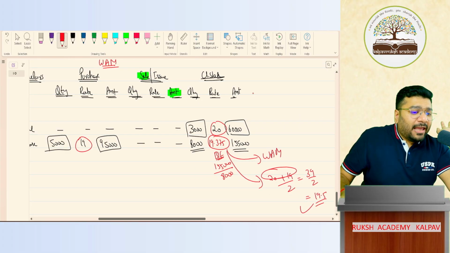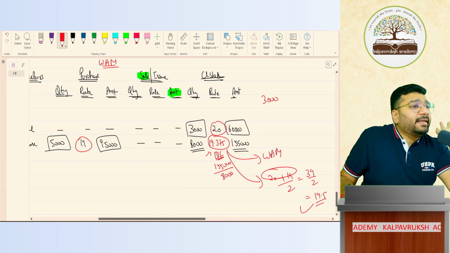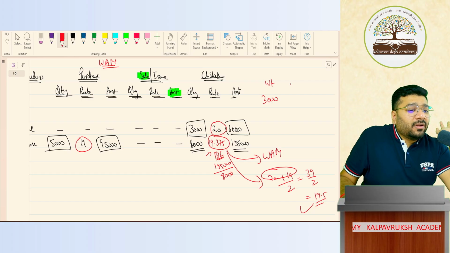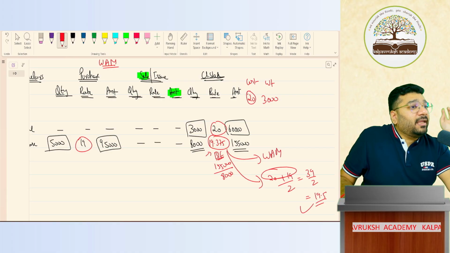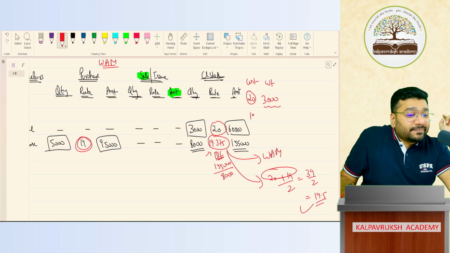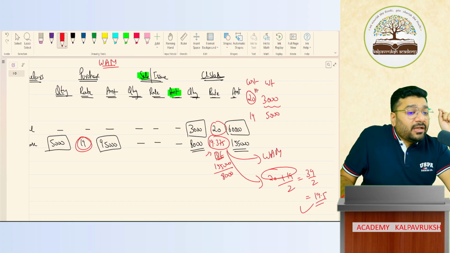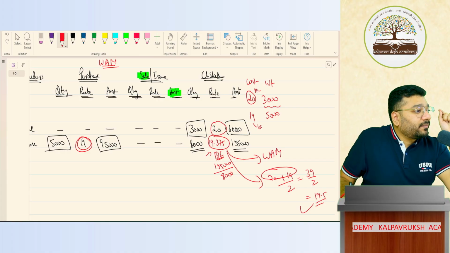Here also we calculated this weighted average in the same way. How? 3000 is the quantity. Quantity is the weight. What is the cost? 20 is the cost per kg. Its quantity is how much? 3000. Whereas 19 is the cost. Its quantity? 5000. Tell me, this 20 is high cost, 19 is low cost. Yes or no?